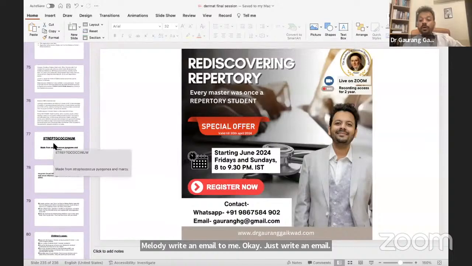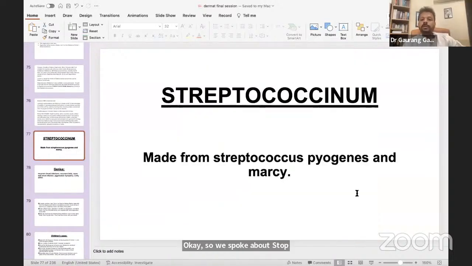Okay. So we spoke about Staphylococcinum. Let me talk a little bit because someone asked me how to differentiate Staphylococcinum, Streptococcinum, and other remedies. The closest remedy to Staphylococcinum is Streptococcinum.